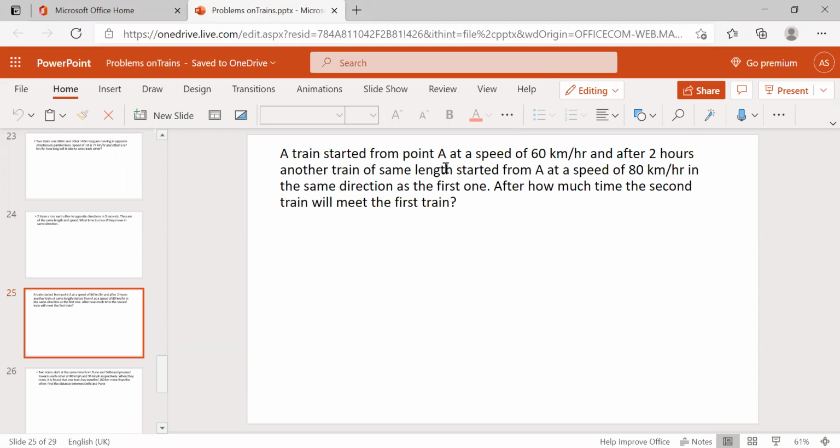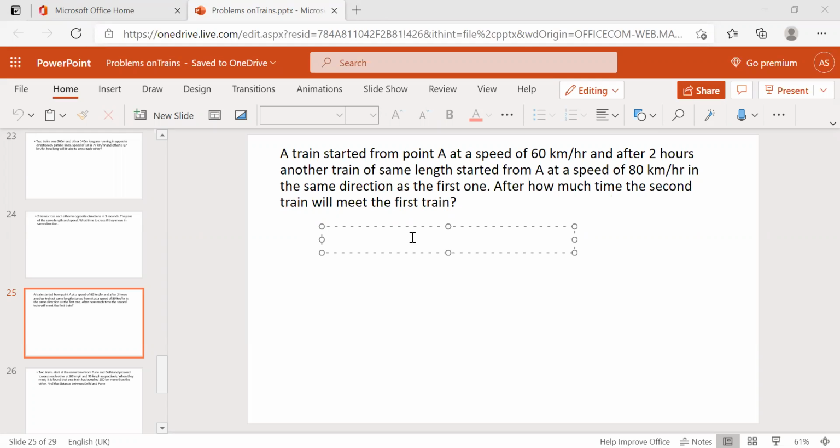A train started from point A at a speed of 60 km per hour. And after 2 hours, another train of the same length started from A at a speed of 80 km per hour in the same direction as the first one. After how much time will the second train meet the first train? It is a train meeting point problem. We already discussed these types of problems in previous classes. Once again, I'm repeating this because it is very important and frequently asked in competitive exams.